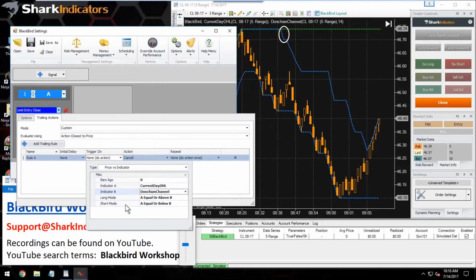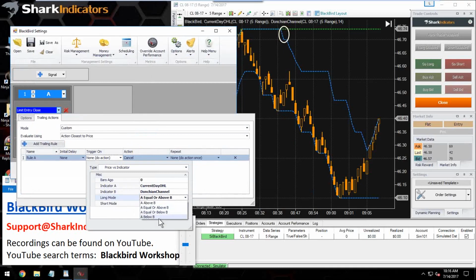All right. Now, last thing to do is to set up the mode here. So let's see, what's going to happen here? The Donchian channel, which is B, is going to be below A. So B is going to be below A. So let's go find that.